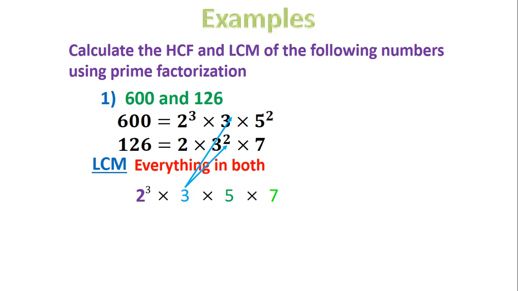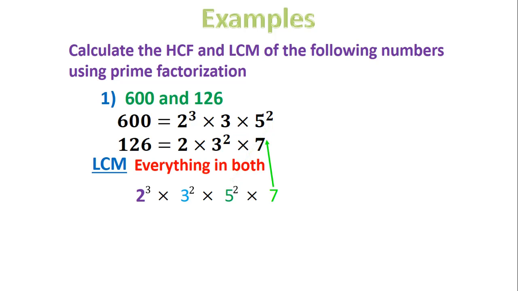Let's look at our 3. Again, we've got a 3 squared and a 3 to the power of 1. We take the highest of those exponents, and so that's a 2. Next, we find the 5. Now the 5 only appears in one of the two numbers, and so we can just write down 5 squared.